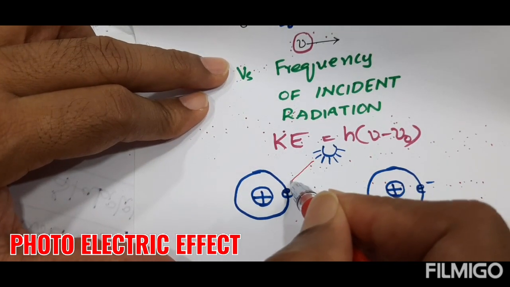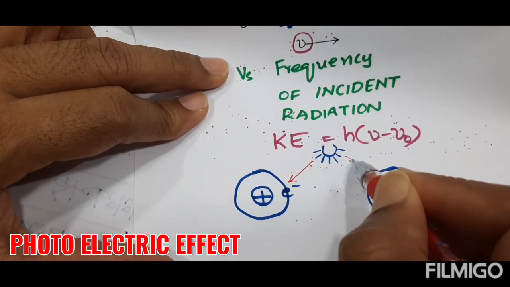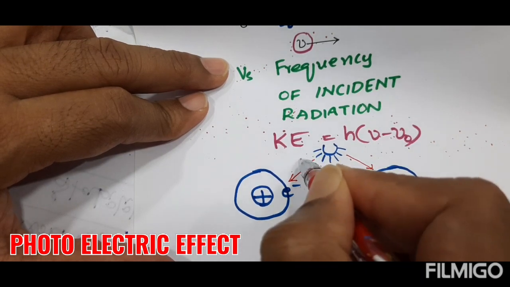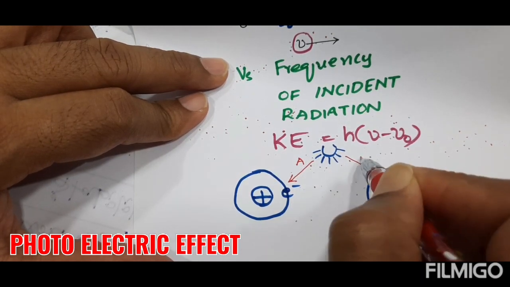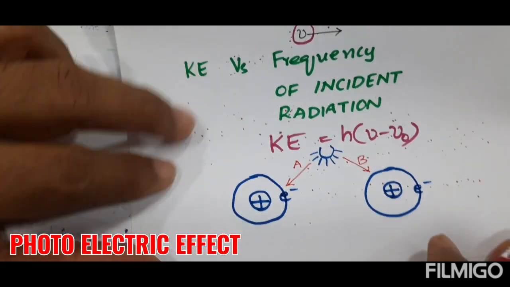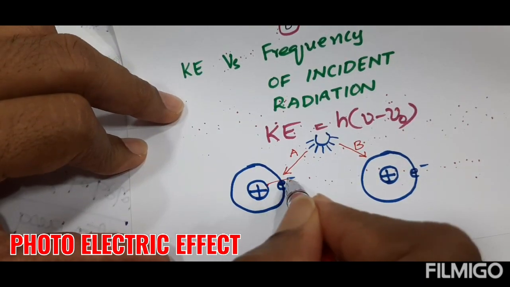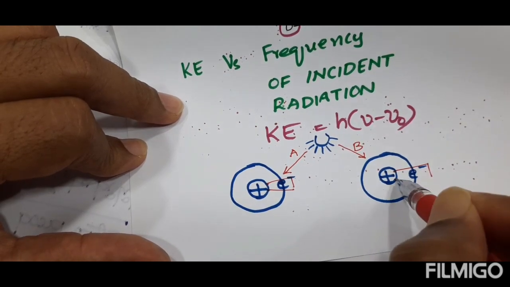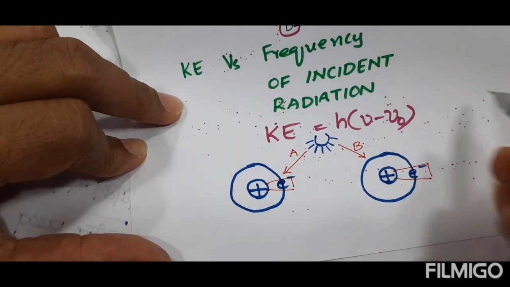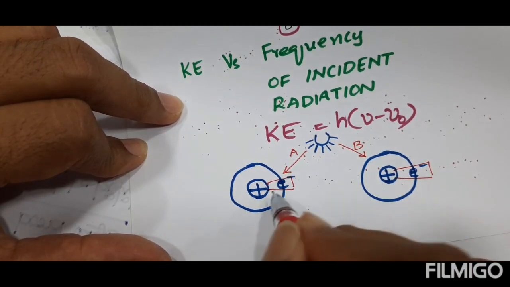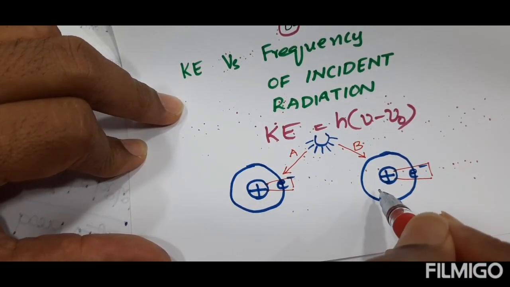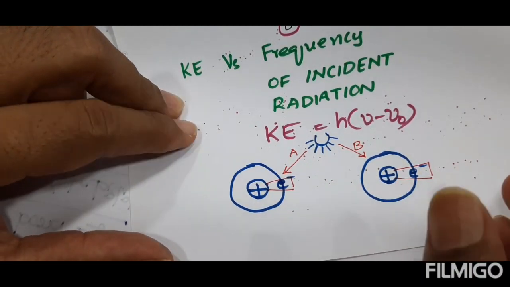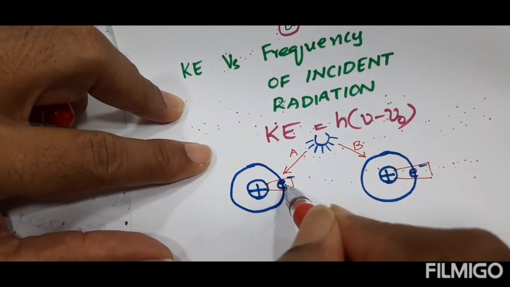Here it falls on this one. This radiation falls on this one. Suppose this is the radiation A, this is the radiation B. This electron is under the influence of this nucleus, and this electron is under the influence of this nucleus. Both the atoms belong to the same nature, so their work functions are the same.